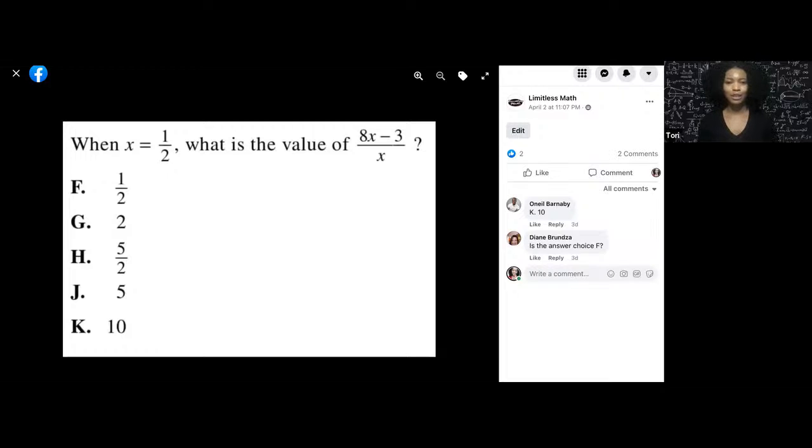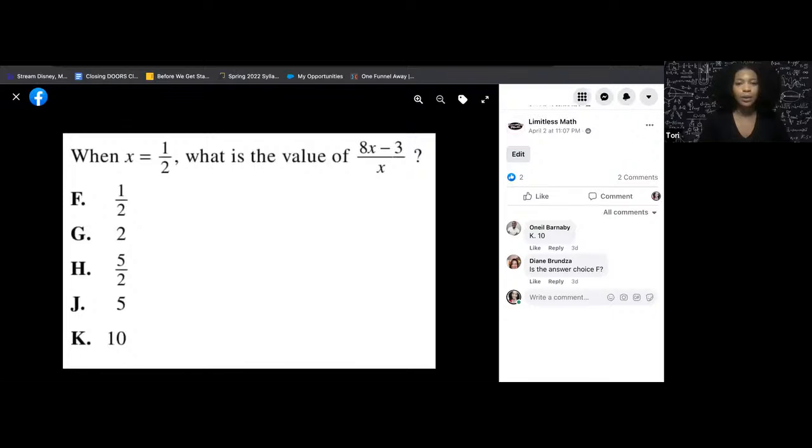We are getting ready to go into our Friday Freeview for this week, looking at some official ACT test questions that we've had in the group over this past week, Monday through Thursday. And I've got the first one up here for us. It says, when x equals 1/2, what is the value of 8x minus 3 over x?